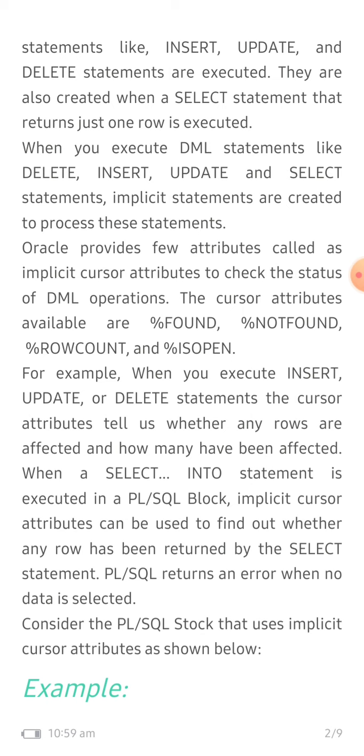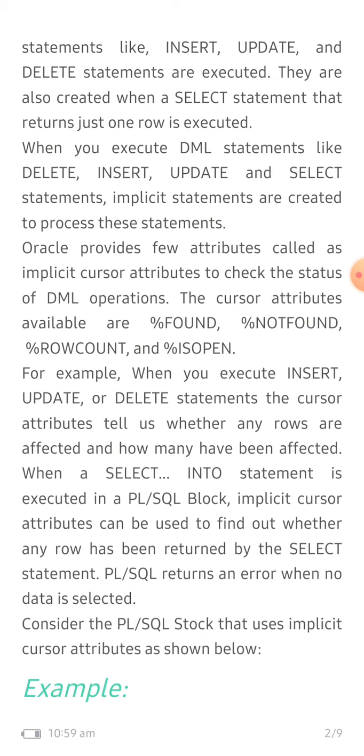Oracle provides a few attributes called implicit cursor attributes to check the status of DML operations. The cursor attributes available are %FOUND, %NOTFOUND, %ROWCOUNT and %ISOPEN. For example, when you execute insert, update and delete statements, the cursor attribute tells us whether any rows are affected and how many have been affected. When a select into statement is executed in a PL/SQL block, implicit cursor attributes can be used to find out whether any row has been returned by the select statement. PL/SQL returns an error when no data is selected.